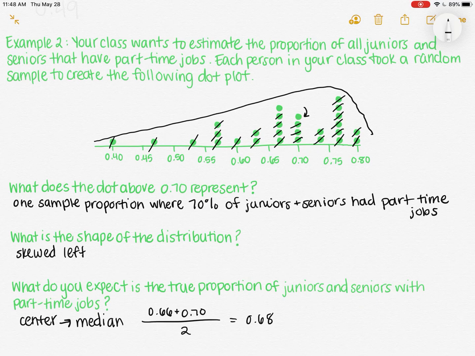So we're going to say that we expect the true proportion of juniors and seniors with part-time jobs is 0.68. Once again, this is not the most accurate because it's not a normal distribution. We didn't take enough samples, but this is our best estimate of the true proportion of juniors and seniors with part-time jobs.